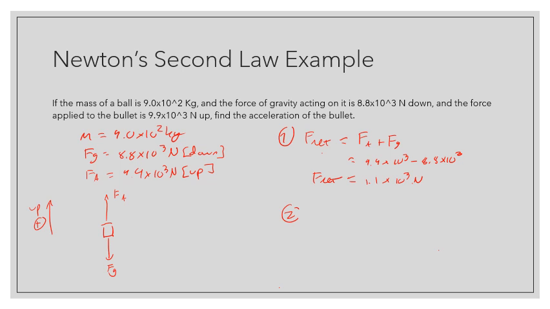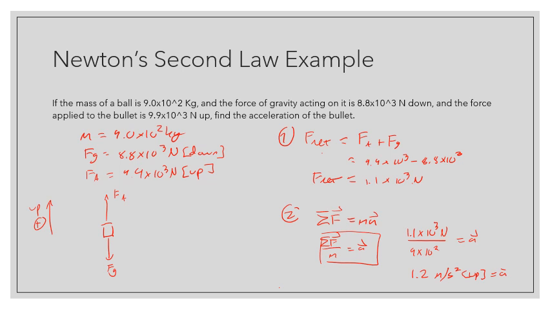Now we use the equation force net is equal to ma. We have to isolate for a. We know that the net force is 1.1 times 10 to the 3 newtons, and all that over 9 times 10 to the 2, which is the mass. That is equal to acceleration. So 1.2 meters per second squared up is equal to acceleration.